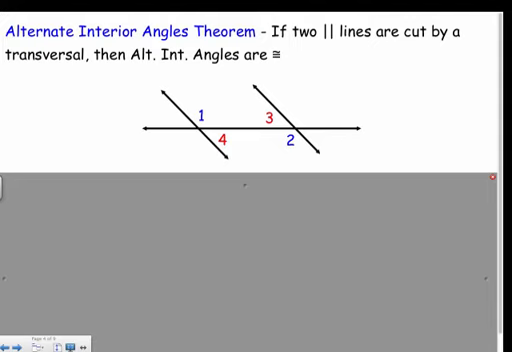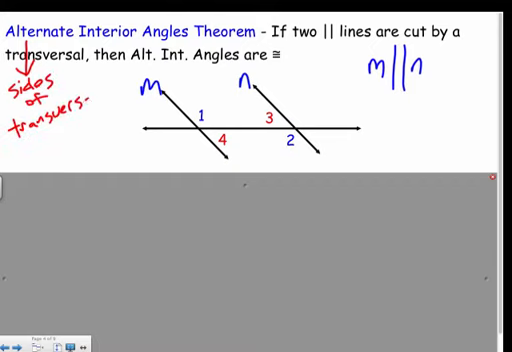If I have parallel lines, I'll just say M and N again. M is parallel to N, and they're cut by a transversal, which is right there. That means alternate interior angles are congruent. Alternate means they're on alternate sides of the transversal. And interior means inside the parallels.